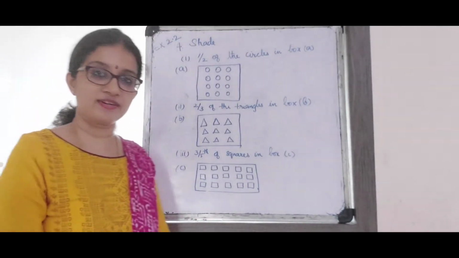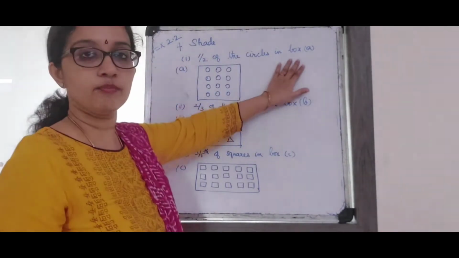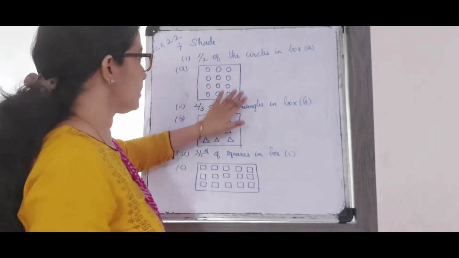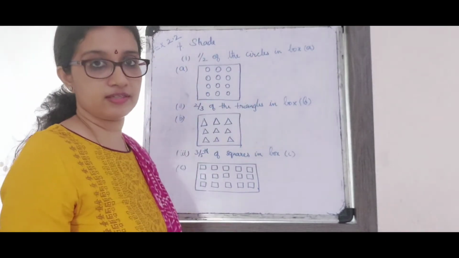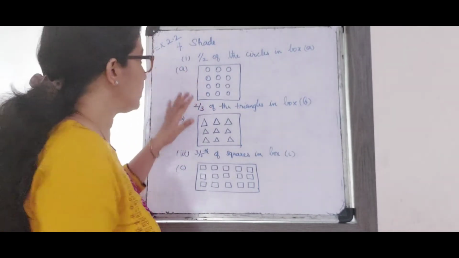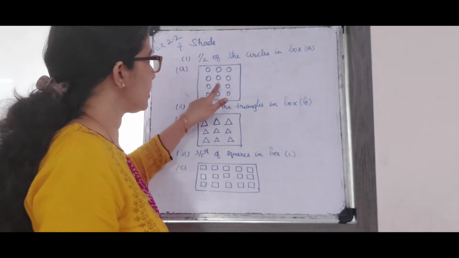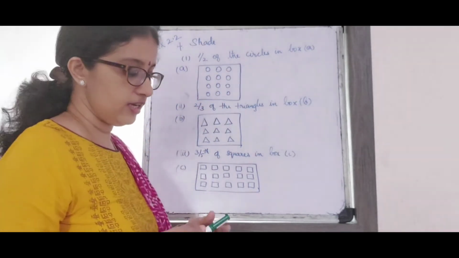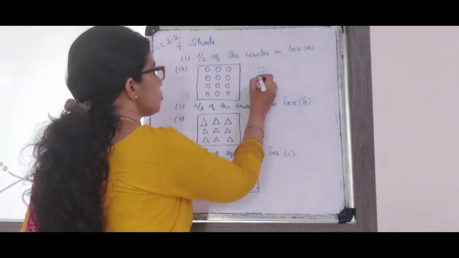Now let's start with the first question. First question is shade half of the circles in box A. Okay, this is box A and they've given some circles inside and we have to shade half of the circles. So one way is that we count all the circles: 1, 2, 3, 4, 5, 6, 7, 8, 9, 10, 11, 12.